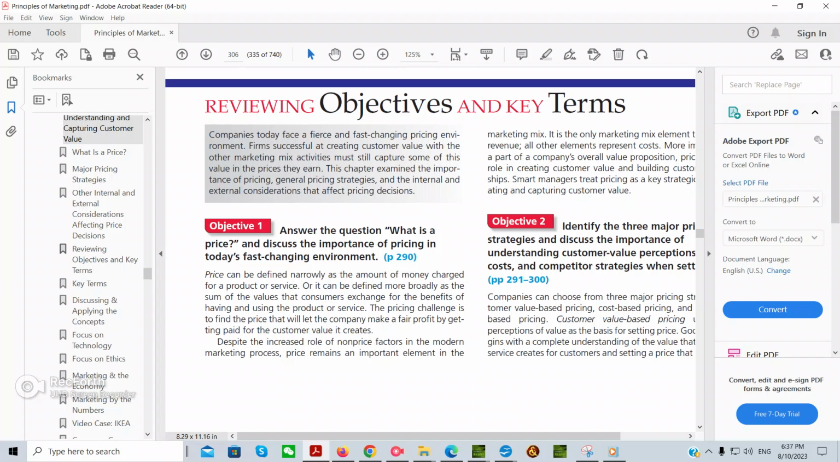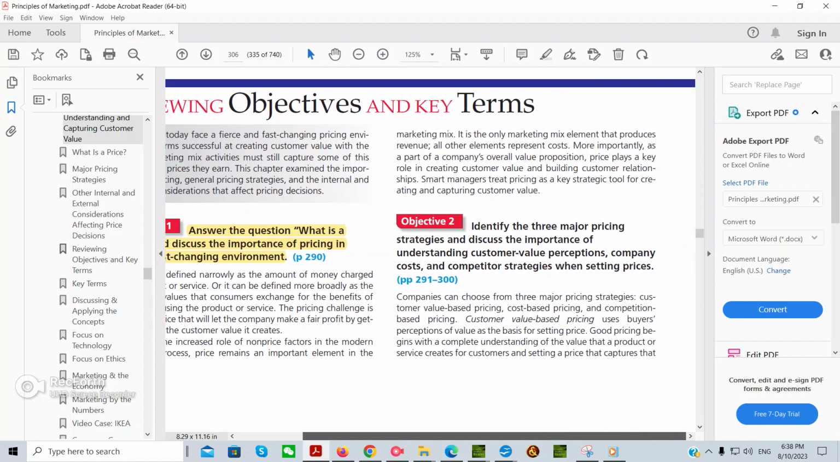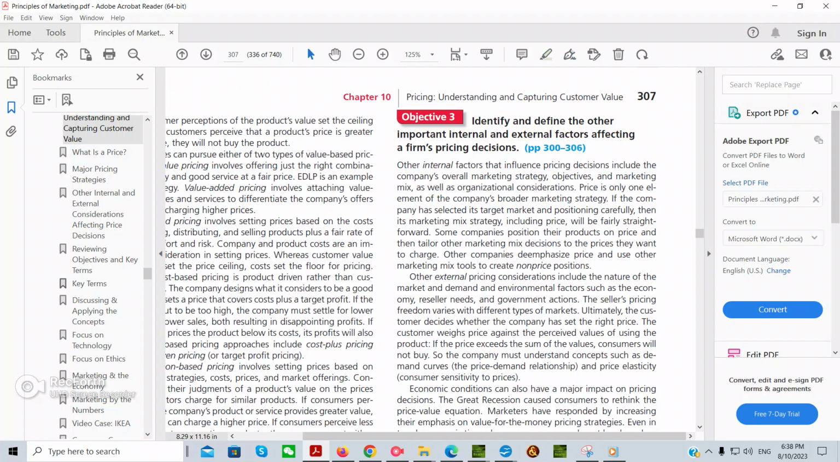Now, let's talk about the objectives that I want to check with you to make sure that you've understood for the lesson. Number one is we want to be able to answer the question, what is a price? We want to be able to discuss the importance of pricing in today's fast-changing environment. When they refer to fast-changing environment, they're referring to things changing in the marketplace where you're buying and selling. Number two, we want to be able to identify three major pricing strategies and discuss the importance of understanding customer value perceptions, company costs, and competitor strategies when setting prices. This has to do with the pricing strategy. Okay?